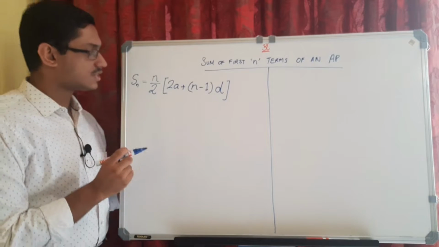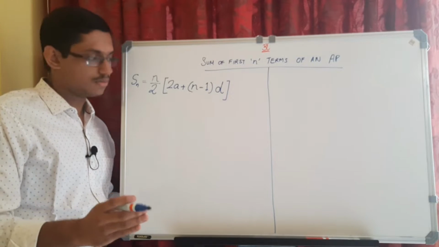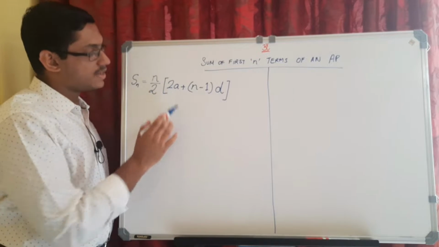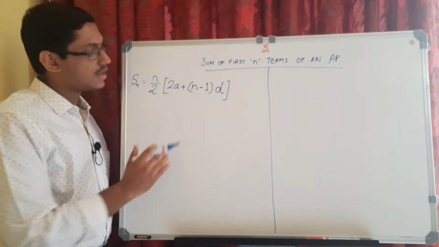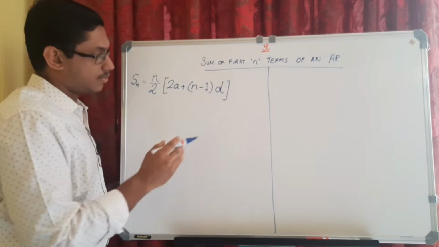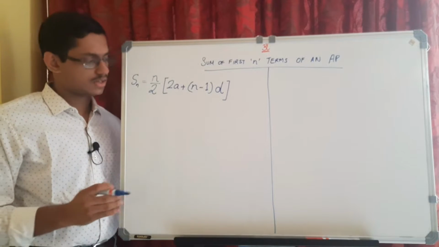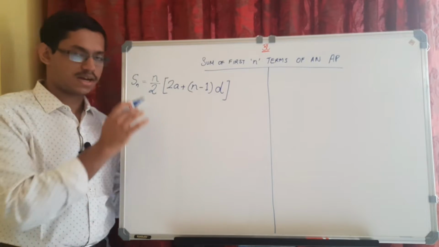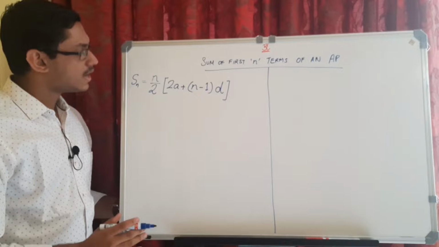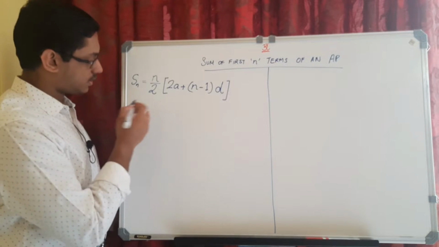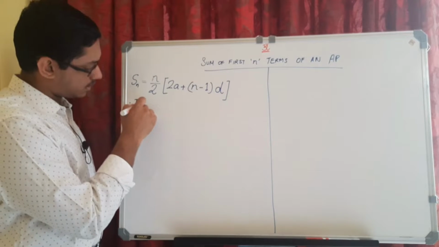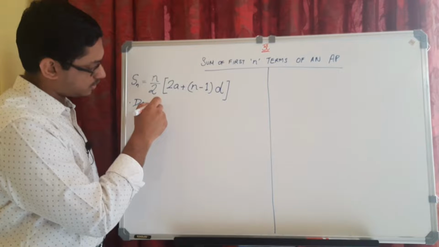You know all the definitions. n means the number of terms. a means the first term of an AP. n again is the number of terms. d means the common difference. All this we know. This was new and I explained it, means a sum. So now let's derive it. Let me write it. Derivation.